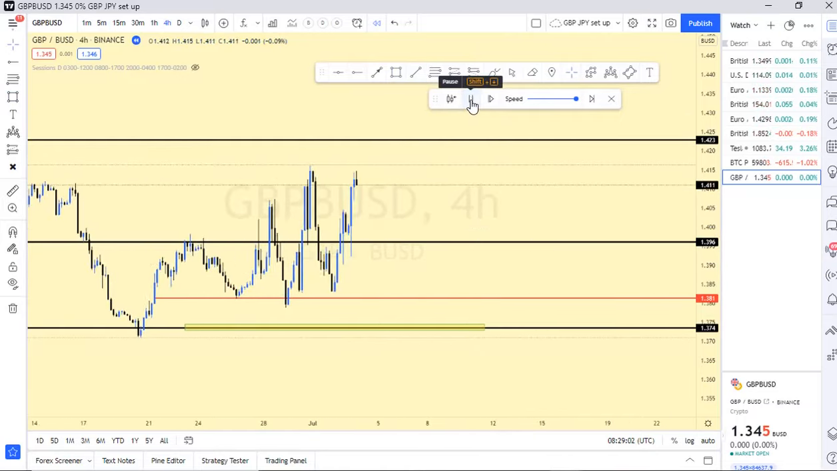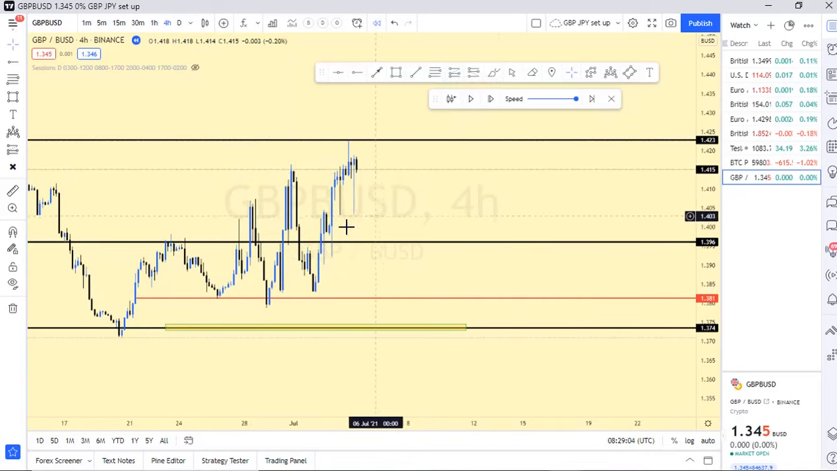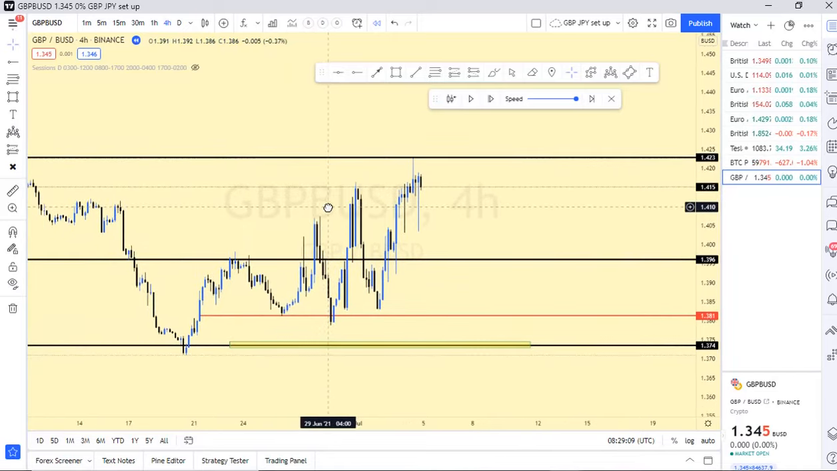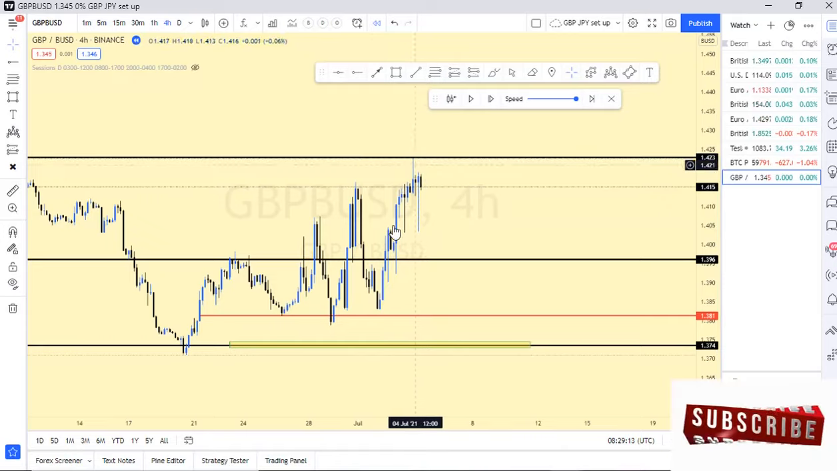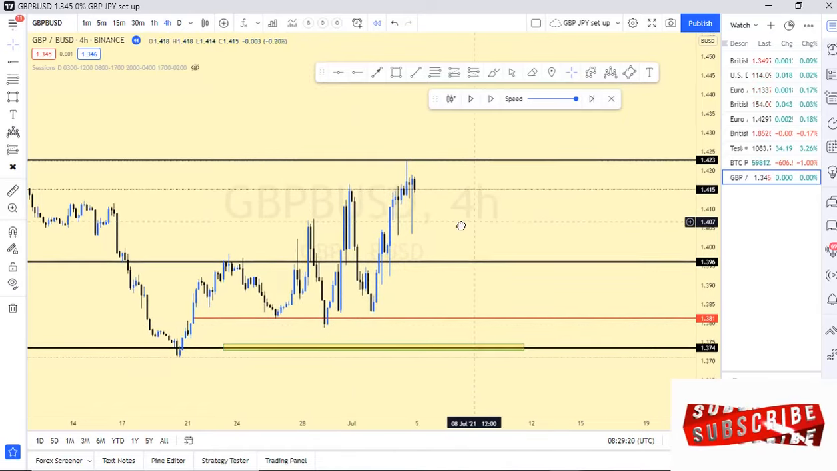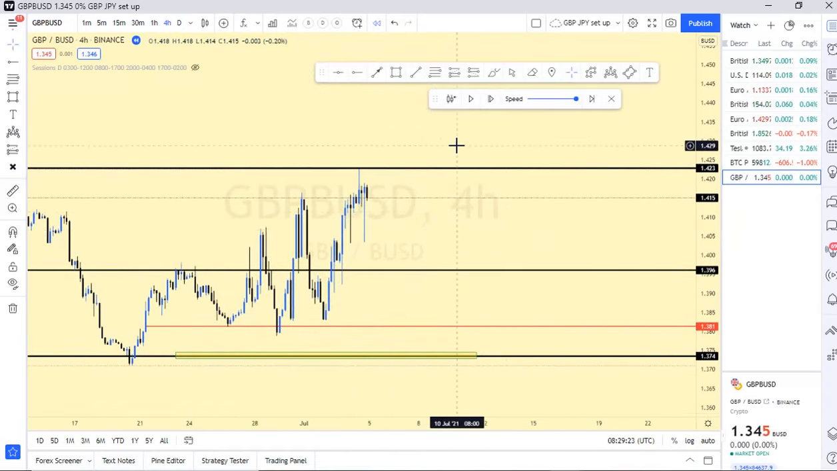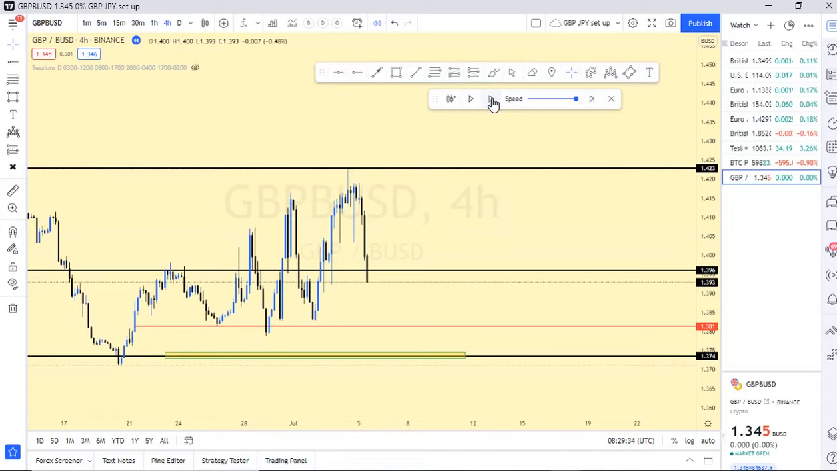Still in a range. While price is in a range, you get to observe something, and what's that? You get to observe that price is busy respecting the supports and the resistance levels that we have plotted out. So as a trader, you always want to look forward to taking your sell entries from resistance levels or your buy entries from support levels. So I'll place this trade right now.